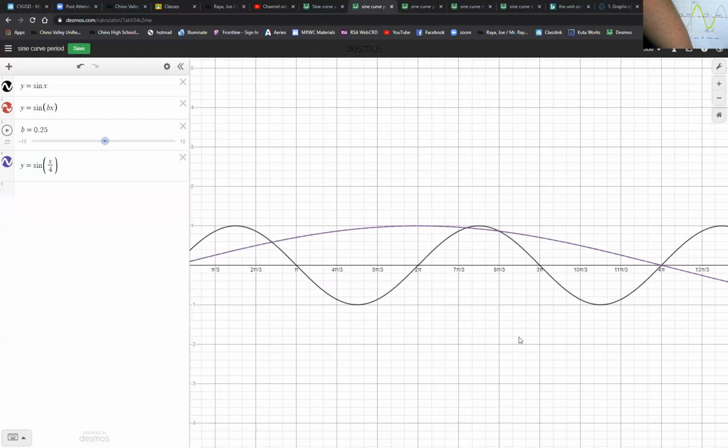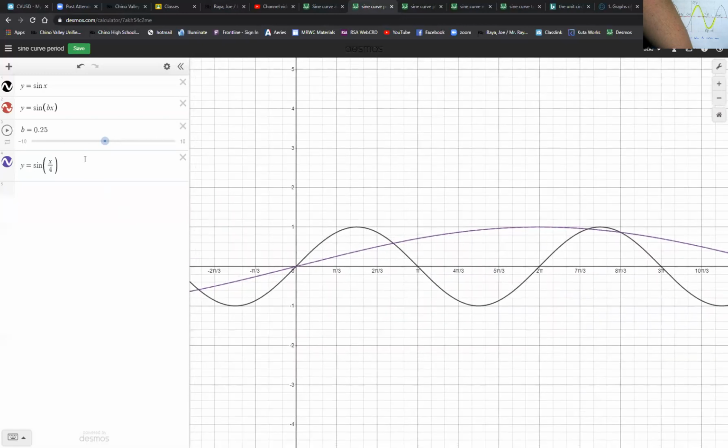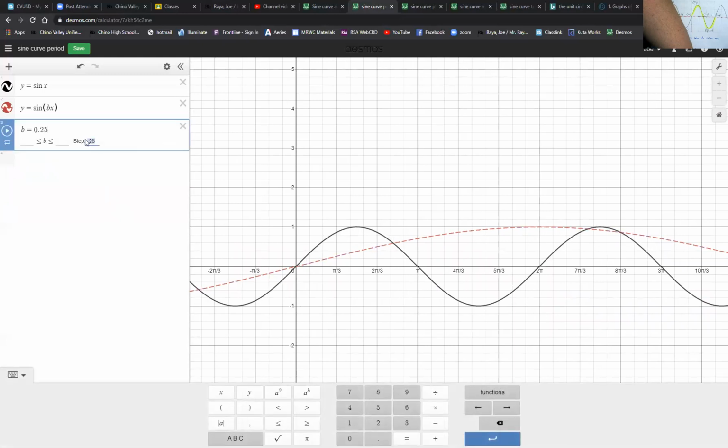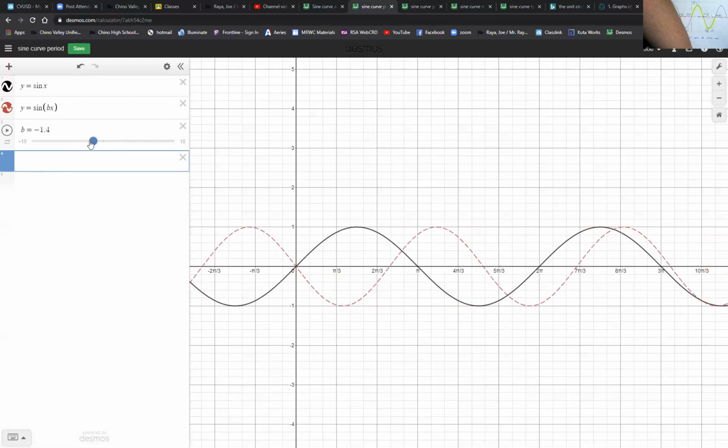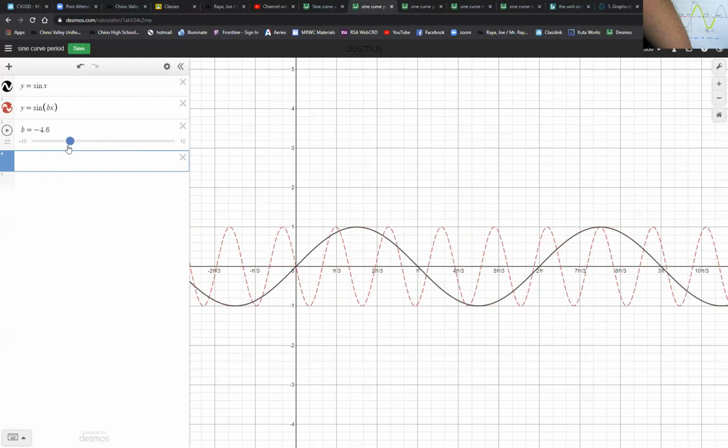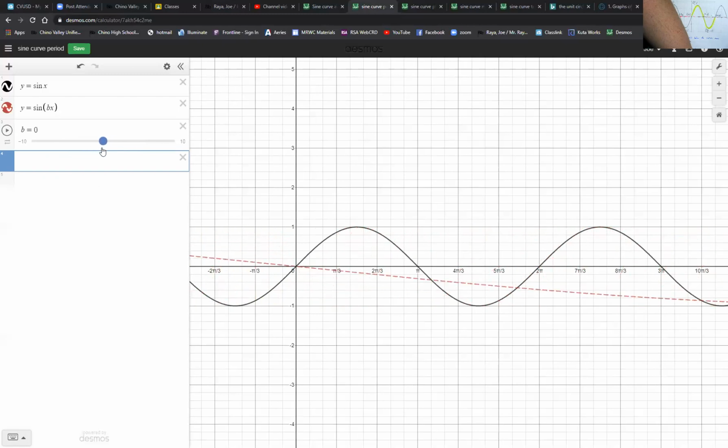All right. So you can see, let me get rid of this. As I play with the b term, it makes the curve shrink or grow lengthwise. Shrink or grow lengthwise. Now, do the negative values affect it? Yes, they do.